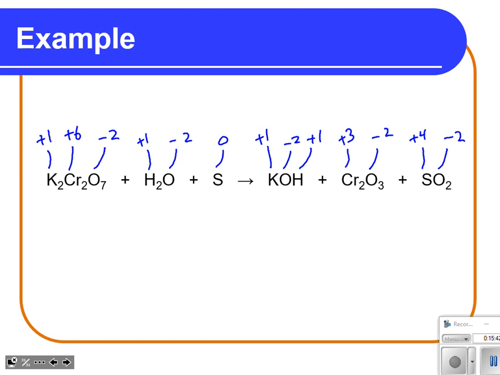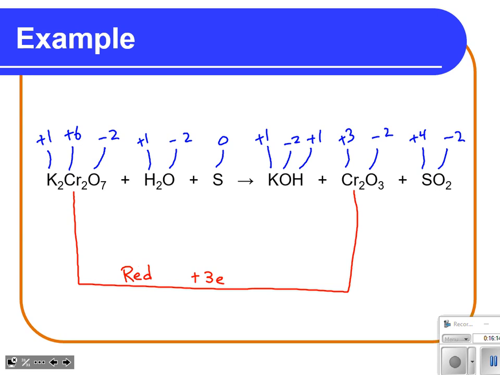I'm looking and I can see that potassium is 1 on both sides. I have a change in chromium right here. My chromium goes from a +6 to a +3. So +6 to +3 means that it is gaining 3 electrons. Gain electrons, reduction, GER, gain electrons reduction.